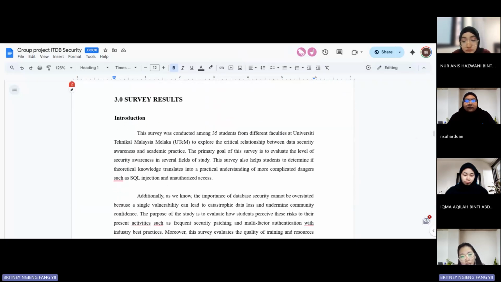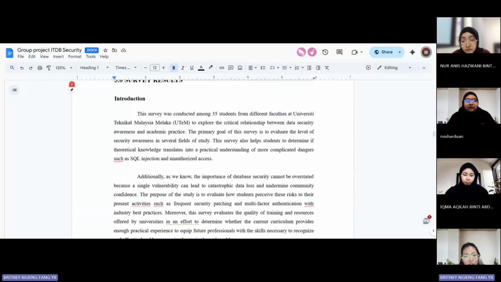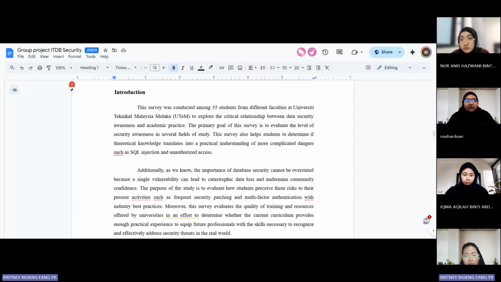So next will be the survey. Firstly, we have a survey among 35 students in Universiti Teknikal Malaysia Melaka, UTeM. This survey involved 35 students from various faculties, and we examine their awareness of data and data security.